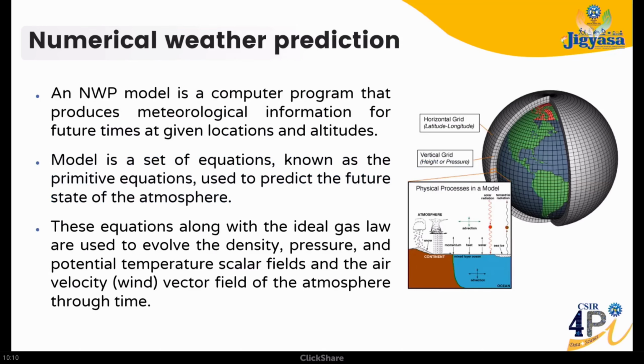An NWP model is a computer program that produces meteorological information for a particular region and for future time steps. The model is nothing but a set of equations known as primitive equations, which are used to predict the future state of the atmosphere. These equations, along with the ideal gas law, are used to evolve density, pressure, and potential temperature as scalar fields, and the velocity of wind as a vector field of the atmosphere through time.